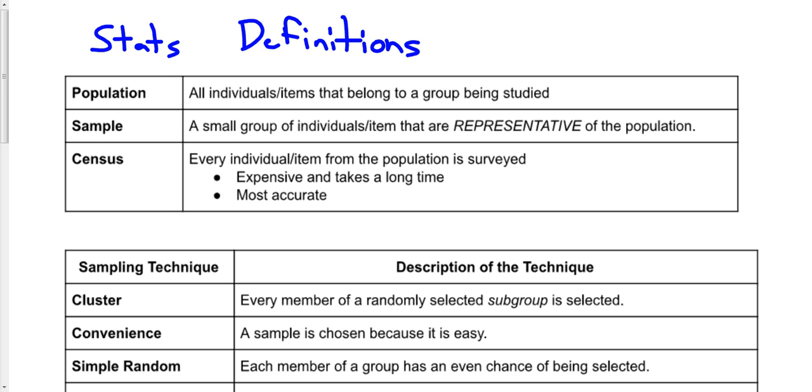First section there is how do we actually get a sample and who are we talking about? And so the population is all of the individuals or items that belong to a group that's being studied. So for example, if you produced basketballs and you wanted to do quality control, you want to know the quality of all of the basketballs. Okay, so your population is all basketballs that you would manufacture.